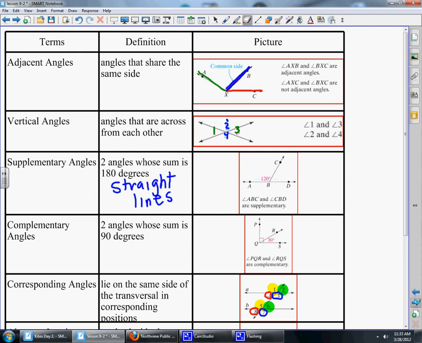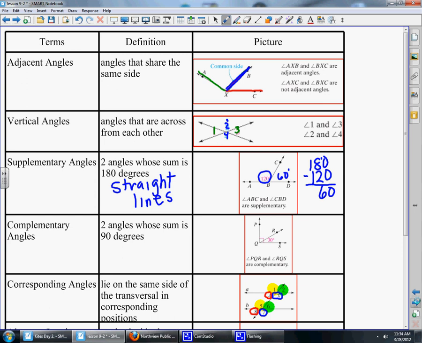So we want to know how many degrees is this angle right here. If angle ABC is 120 degrees, what would angle CBD be equal to? Well, we can take 180 and subtract 120 from it, and we get 60. So angle CBD is 60 degrees.